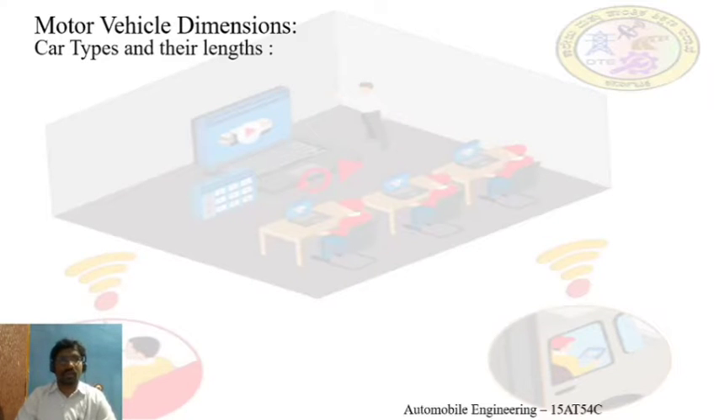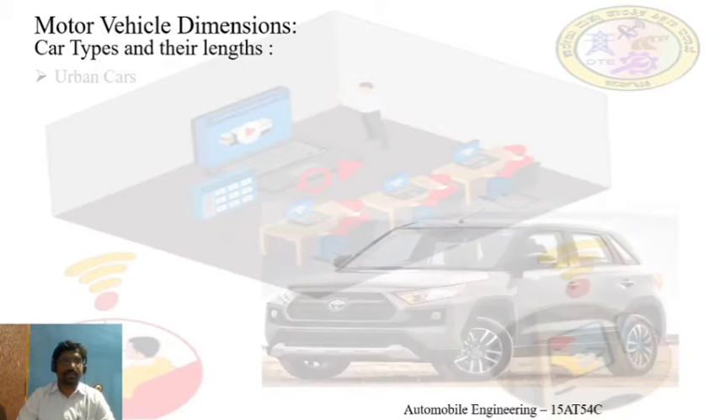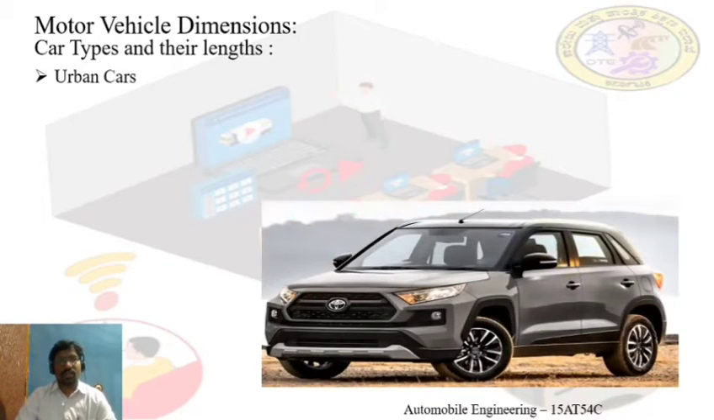So if you look into the different car types and their lengths. The first one is the urban cars. As the name itself indicates, urban is nothing but the city. So these kinds of cars are more suitable for city riding. Whenever we say inside the city, there will be traffic. That's why this particular vehicle should be as compact as possible.